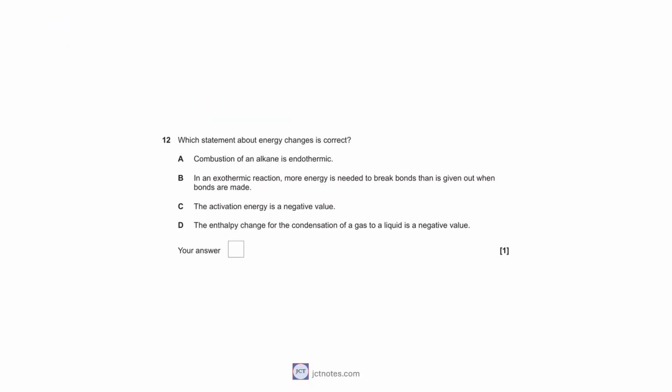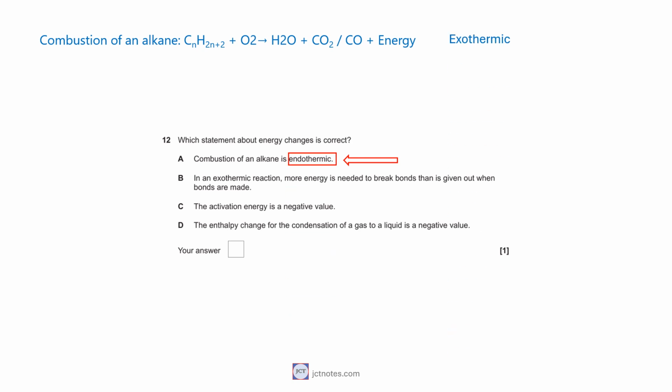In question 12, we need to find which statement about energy changes is correct. Option A says, combustion of an alkane is endothermic. Combustion of an alkane is a reaction between oxygen and the alkane to produce water and carbon dioxide, or carbon monoxide, depending on the conditions. This reaction releases energy, this means, it is exothermic. Then, option A is incorrect.